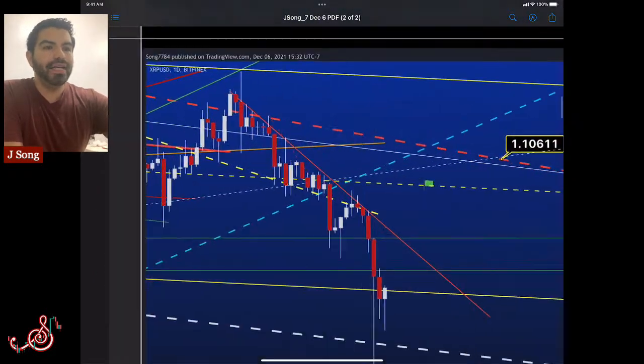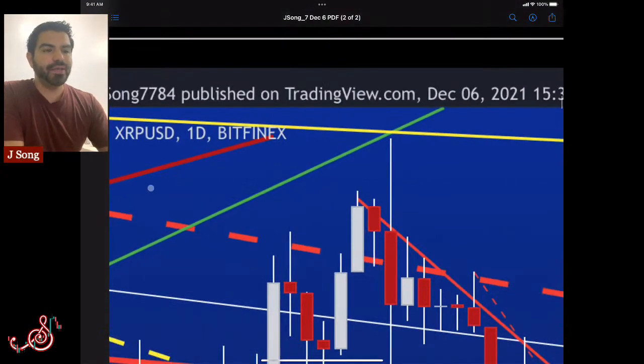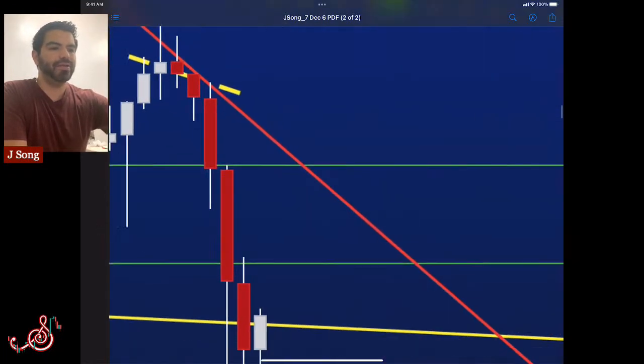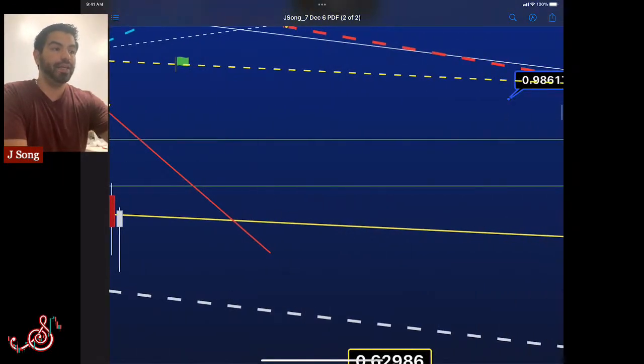XRP on a daily chart, see again, it says 1 day XRP USD. We are still waiting for a breakout above this red line. See this big red line? We don't have that. So currently we're weak.